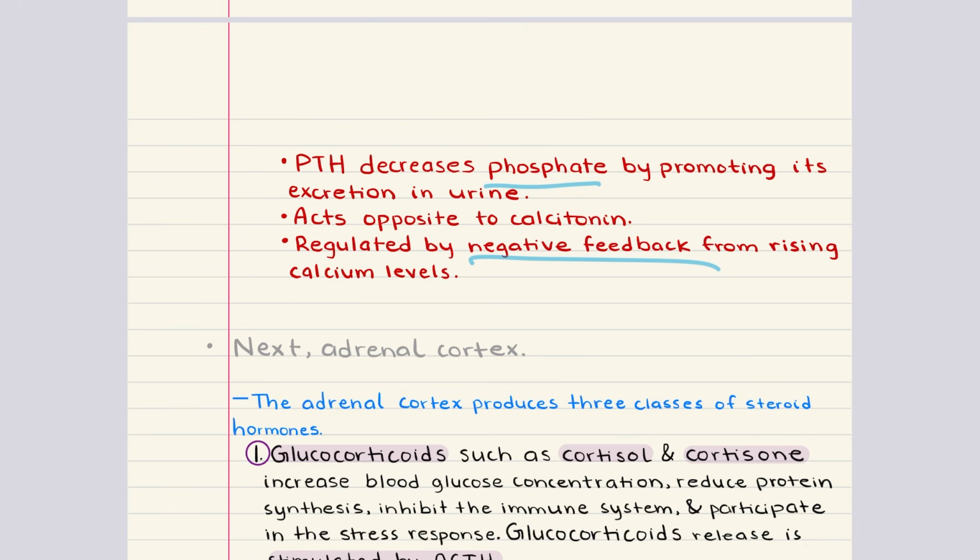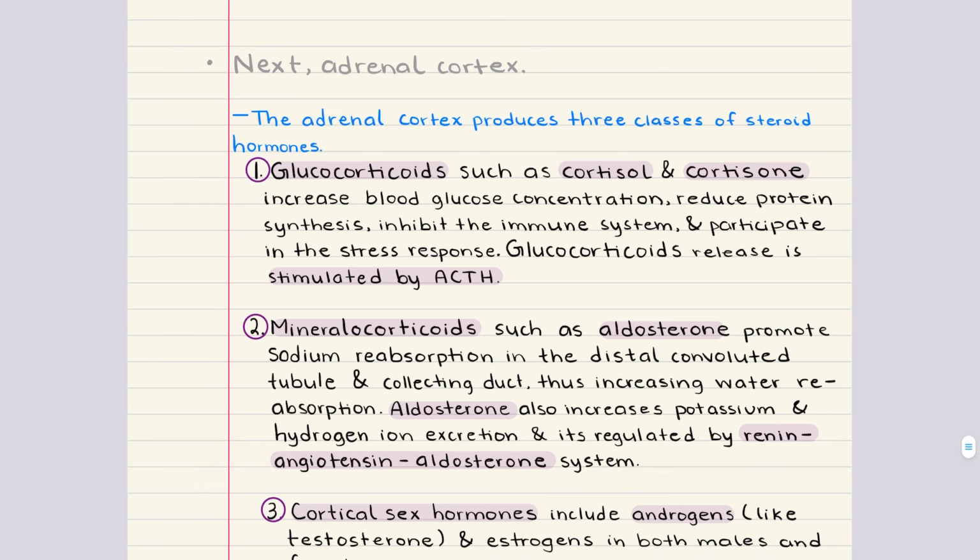With that, we're going to move into discussing the adrenal glands, starting with the adrenal cortex. The adrenal glands are located on top of each kidney, and they're divided into two major parts, the adrenal cortex on the outside and the adrenal medulla on the inside. And each part releases different types of hormones.